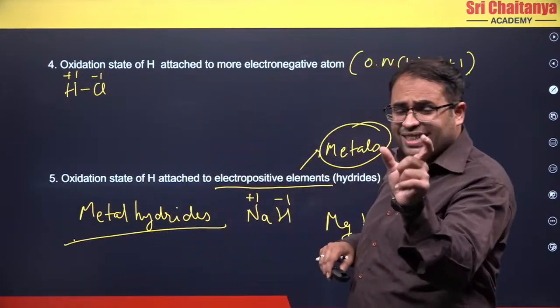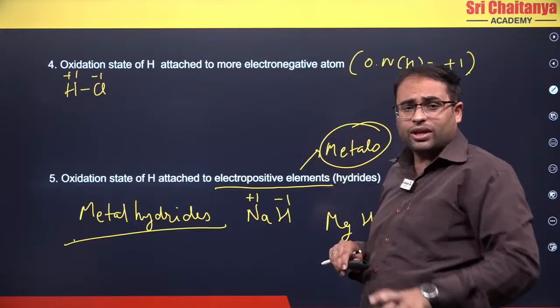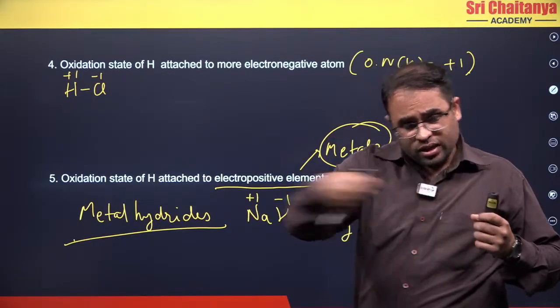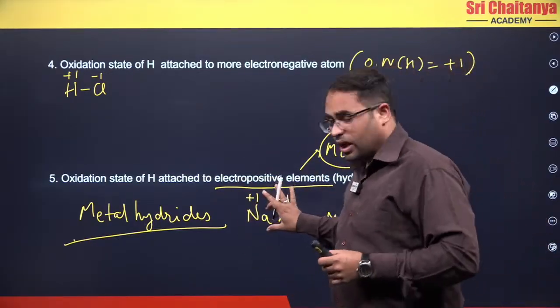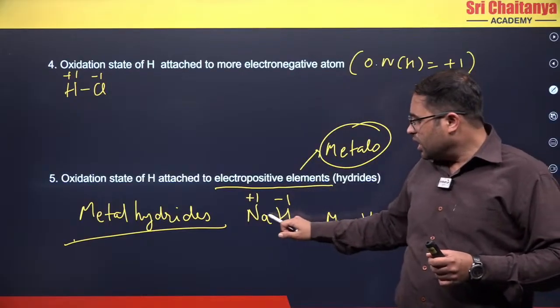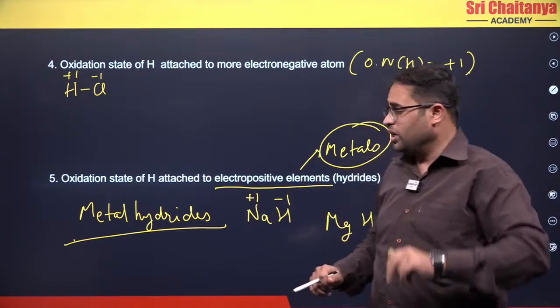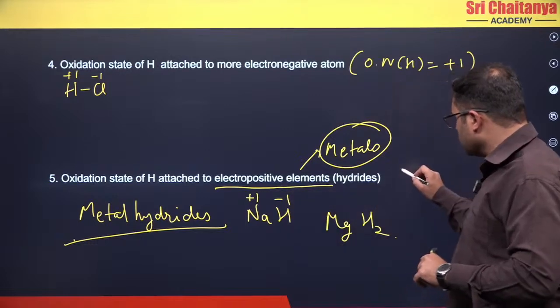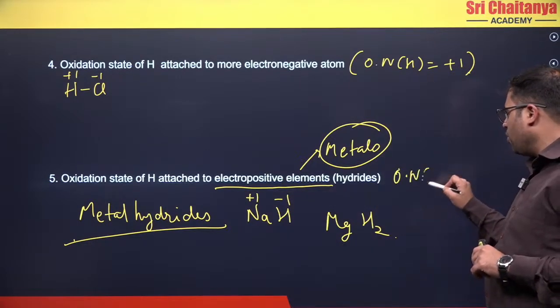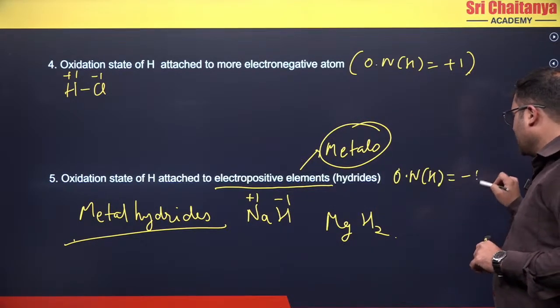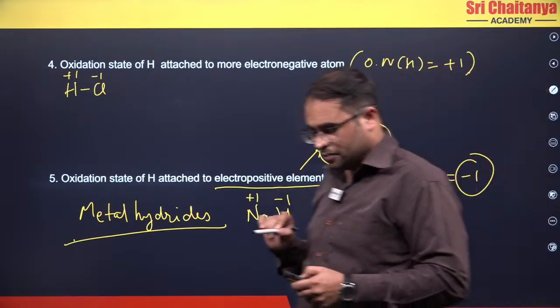The most basic thing is to check which is the more electronegative element and put a -1 on that. Here, out of these two, hydrogen is more electronegative than sodium, so you'll put a -1 here. The oxidation number of hydrogen will be -1, right?